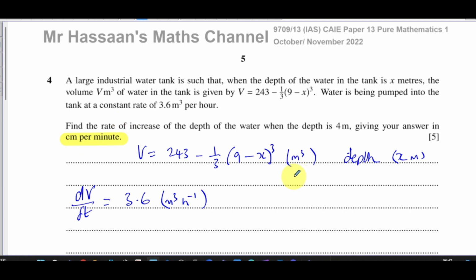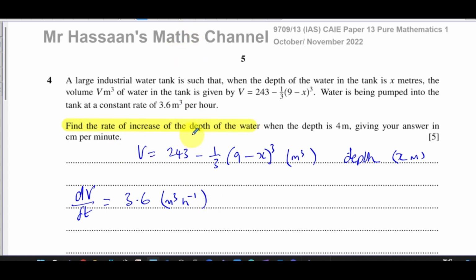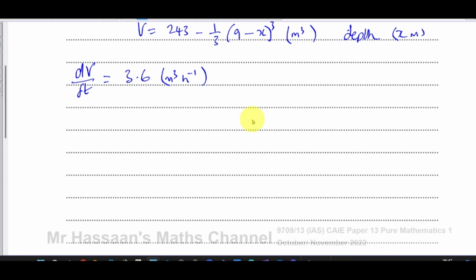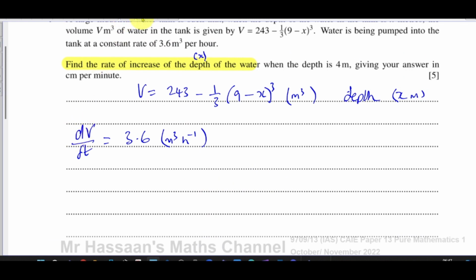Now in these types of questions, what we must do is set up a chain rule kind of thing. First of all, we always write down what they're asking us to find. It says find the rate of increase of depth of the water. The depth, as we just said, is given by the letter X. So what we're asked to find here is dx/dt. That's what we're trying to find.